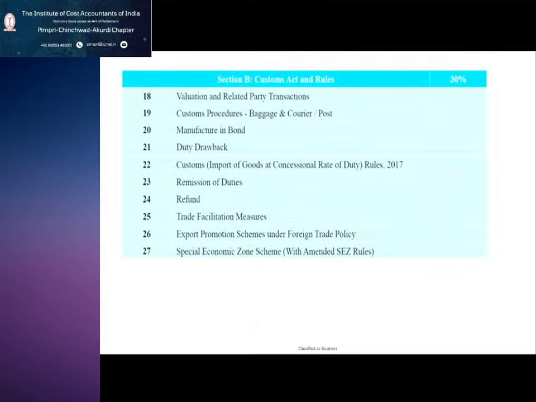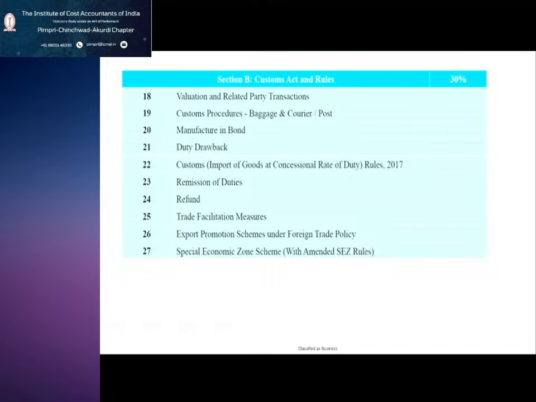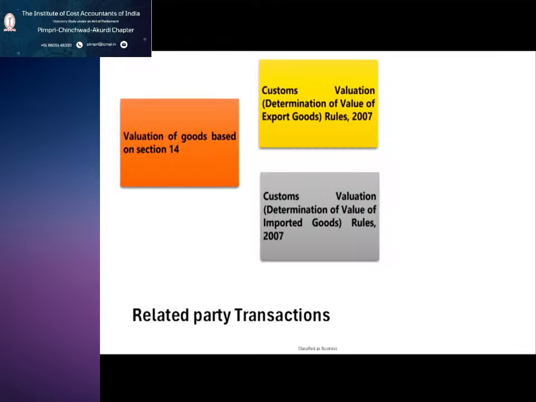So we have 30% of the marks from customs related. So today we will see about valuation part. Under this valuation we are going to see what is valuation and how we are going to do the valuation for the export goods as well as under imported goods rules. So this is for the customs.